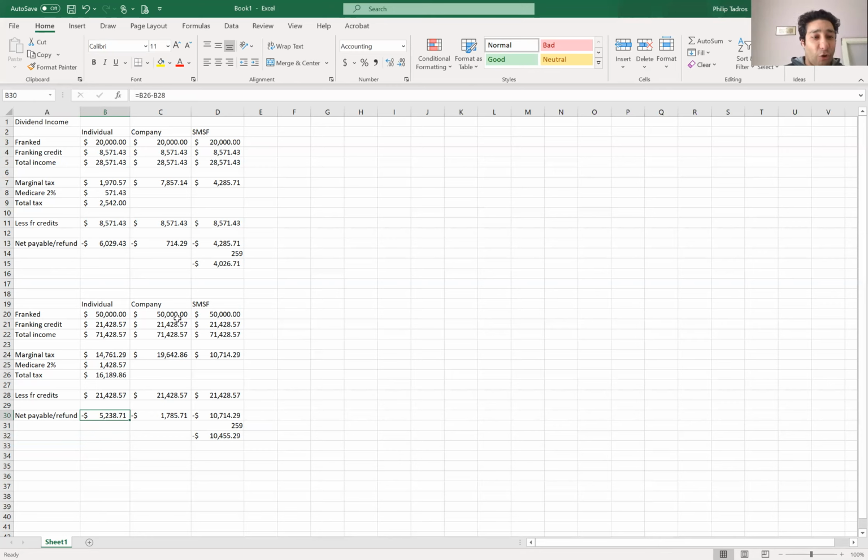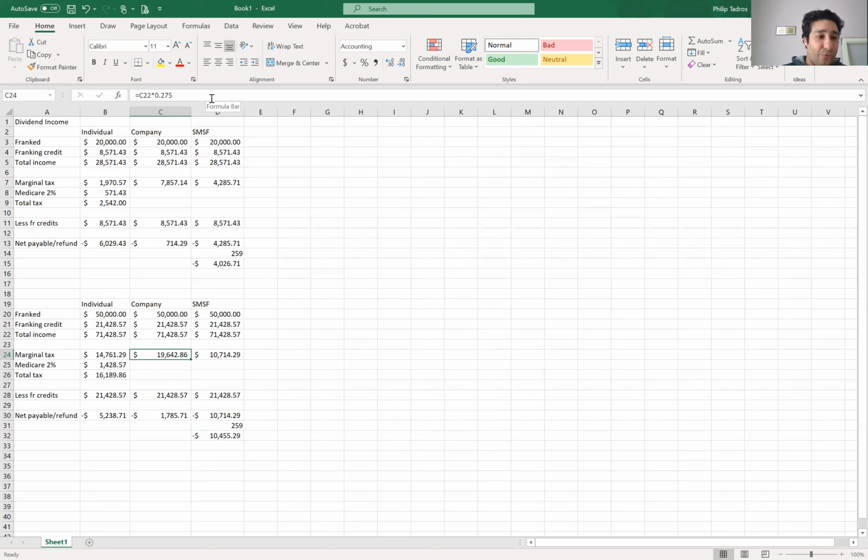Now let's say you're a company, you've also got a $50,000 dividend. Now your company's taxable income is $71,428. Now, supposing your company tax rate is 30%, your tax for your company is 21,428, less your franking credits, 21,428, which means that your company pays zero tax. But supposing your company is a base rate entity, which is 27.5%, your tax is 19,642.